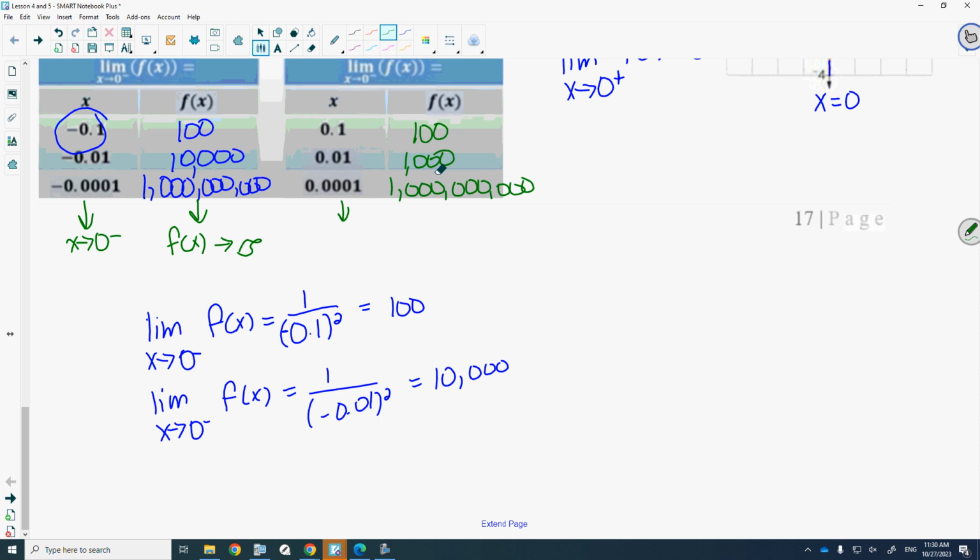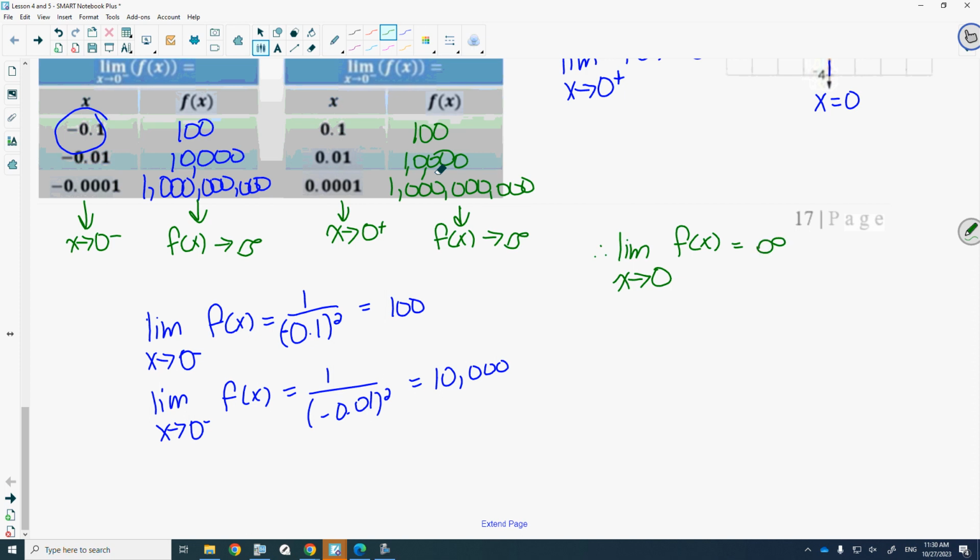What's that? Yes, sorry, this would be 10,000 and a billion. So again, as x approaches 0 from the right-hand side, our function, our y values, are approaching infinity. So overall, we say that the limit as x approaches 0 of this function is equal to infinity.